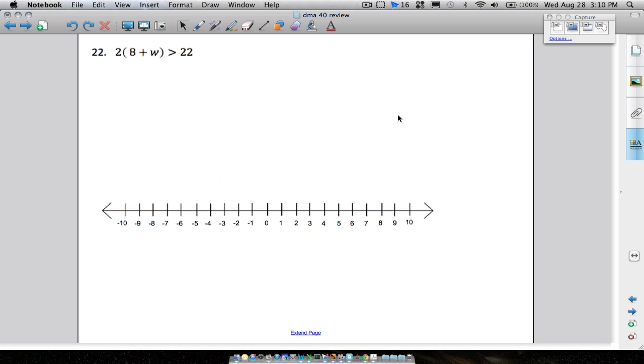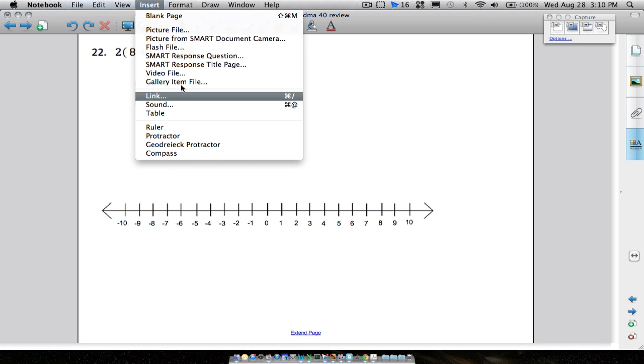On to 22. Another inequality, solving this one.